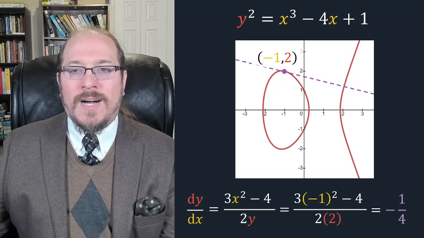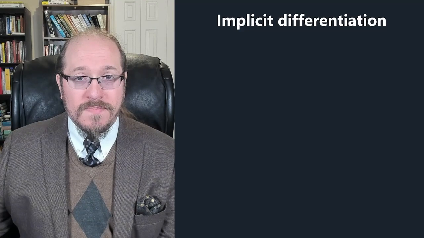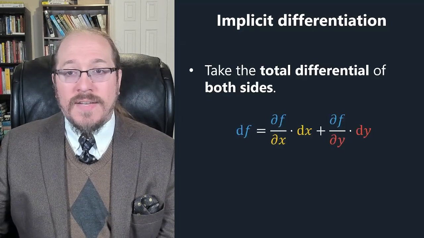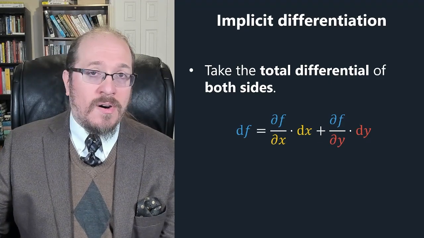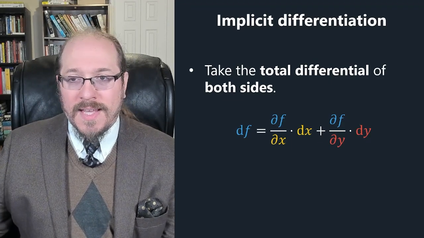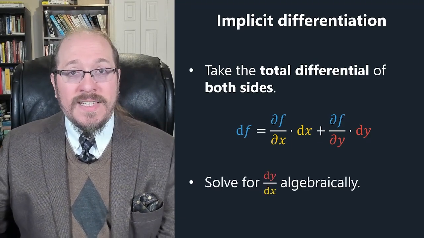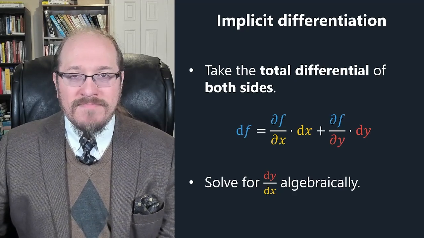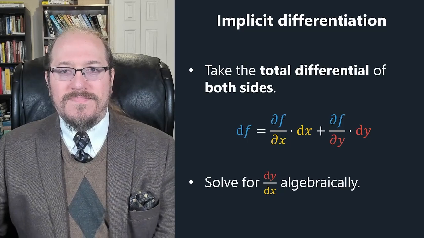So that's how implicit differentiation works. First, take the total differential of both sides, differentials times partial derivatives all added together. Then, use algebra to solve for dy over dx. That usually involves dividing both sides by dx and then shuffling some terms around.